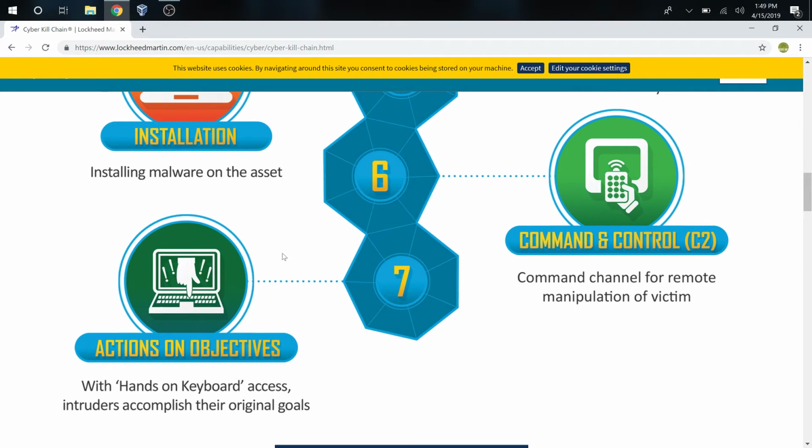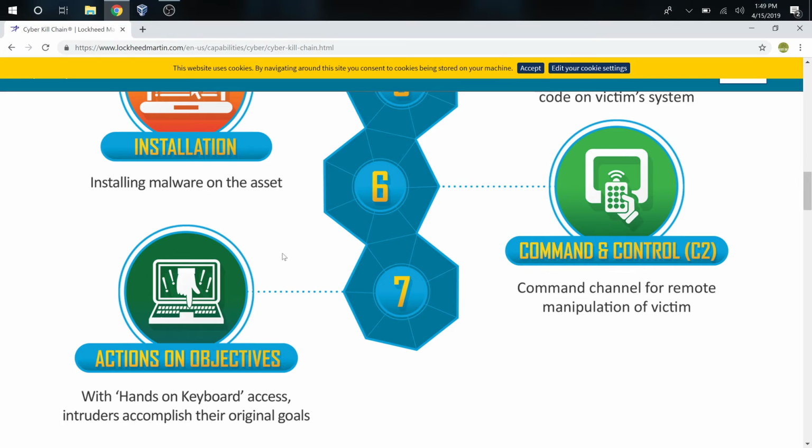And then lastly, we have actions on the objectives. This is, in quotes, it says, with hands-on keyboard access, intruders accomplish their original goals. This is basically the last mile of the race. This is just where the attackers are going through steps to finish out what they started. So maybe they're looking for employee information or credit card numbers. This would be where they maybe come back for that information, where they reopen that link that they got in the command and control link, and they finally pull that information out packet by packet, bit by bit, so that it's not noticeable.